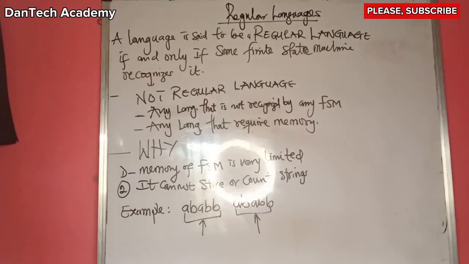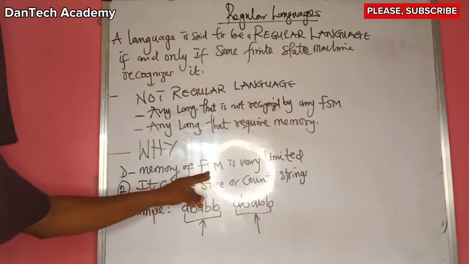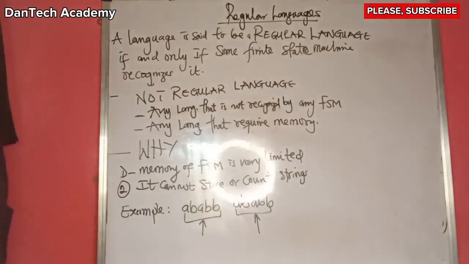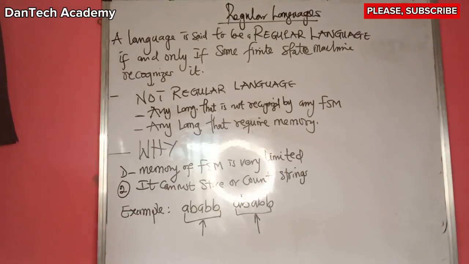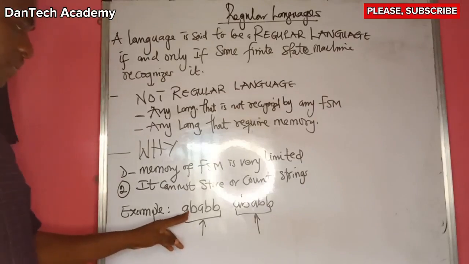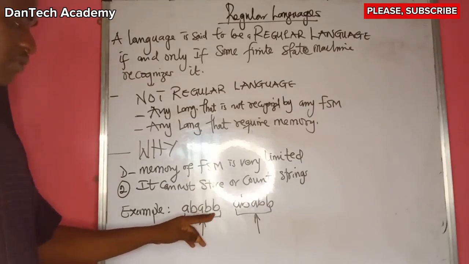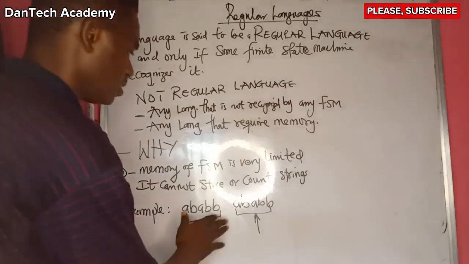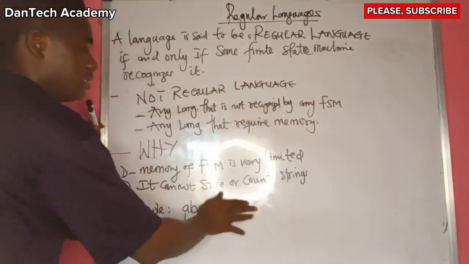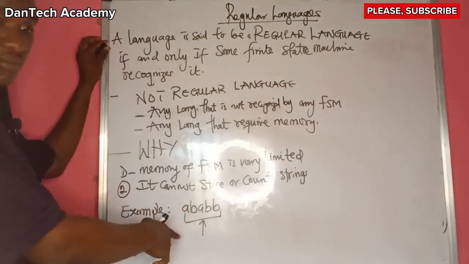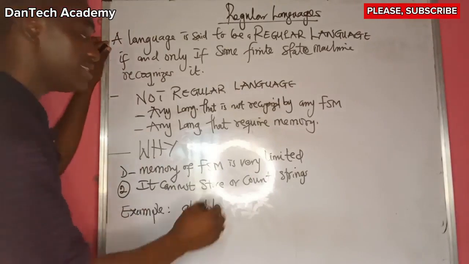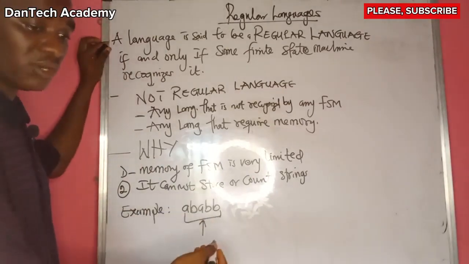So why is it so? One is that the memory of FSM is very limited. Two is that it cannot store or count strings. So look at this example. We have ABABB. If you ask the FSM to repeat this thing that has been written, ABABB, it has no way of repeating it.